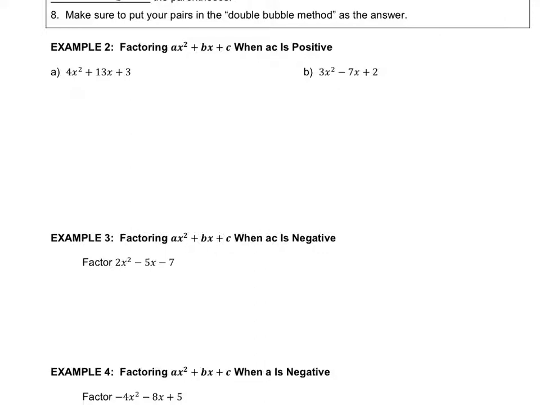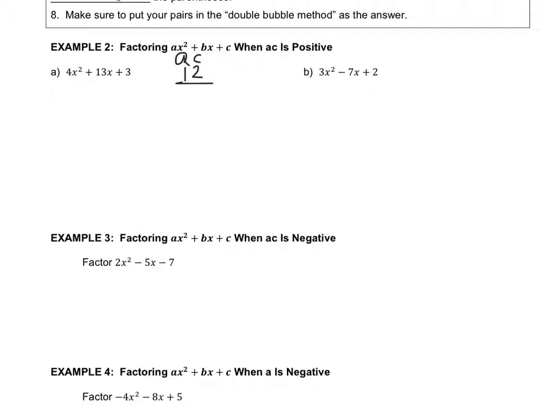So in the first example, 4x squared plus 13x plus 3. Well, our very first thing to do is look for a GCF. There is no GCF for these three terms, so I would then move on to the steps that we just talked about. So the very first step is to multiply the A and the C value to create the factor pairs that we need to create the middle term. So A times C, in this case the A would be the 4, the C would be the 3.